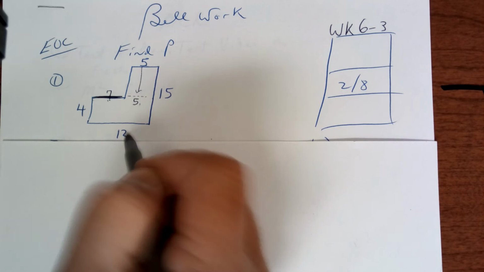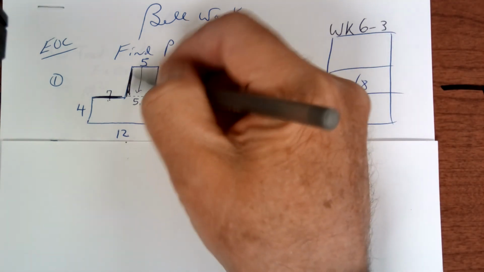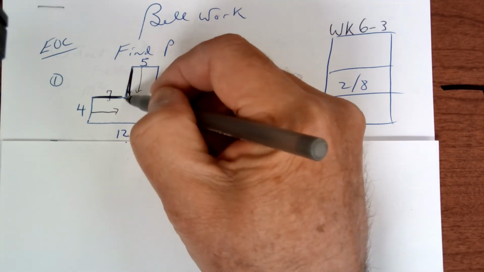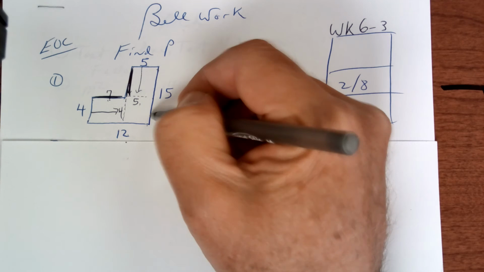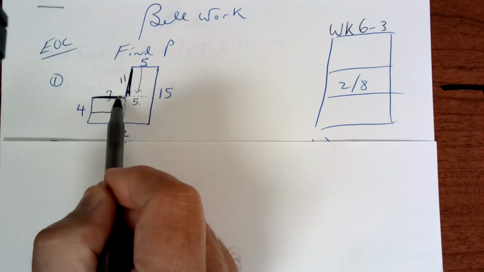Watch again on this other side. On this other side, you're looking for this distance here. If you slide the 4 over just temporarily, you see that the whole thing is 15, so that would make that 11. Yesterday, when I did perimeter on this one, I didn't do this piece right here. You got to do them all.